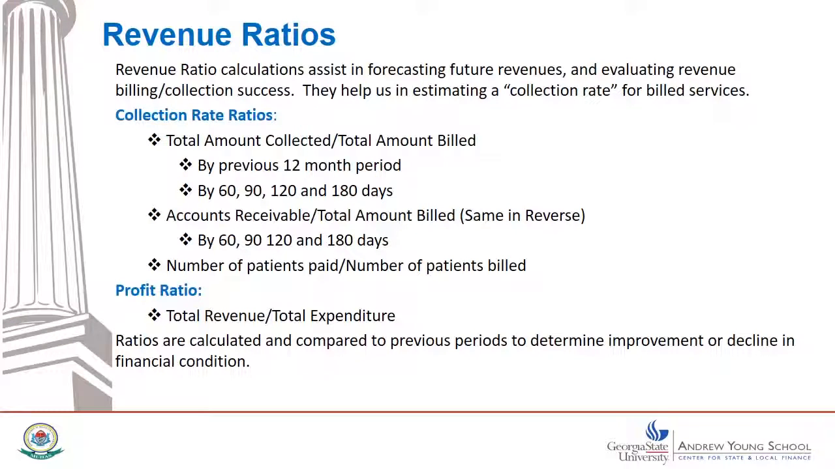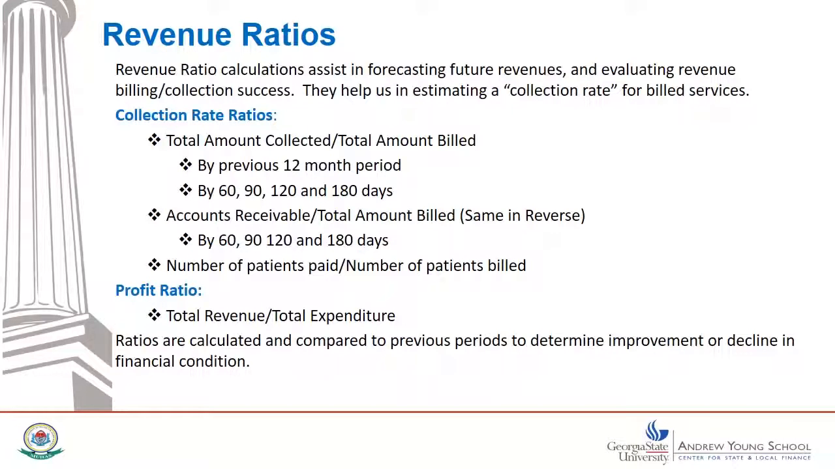Finally, a profit ratio is used to determine whether a lab is making or losing money during a year. It's calculated by dividing the total revenues by total expenditures. If the result is less than 1, then the lab is losing money. If it's greater than 1, then it's making some money.